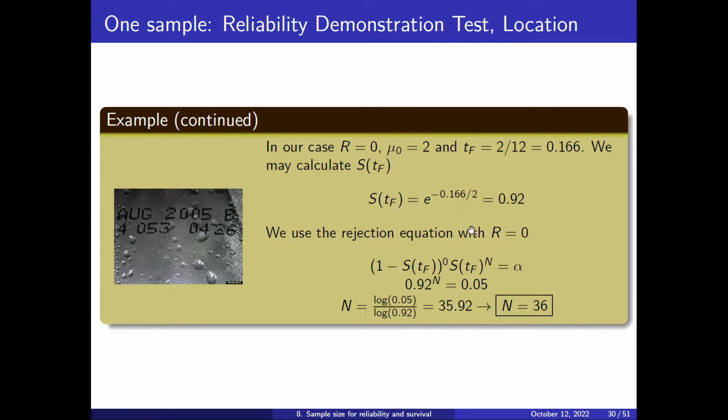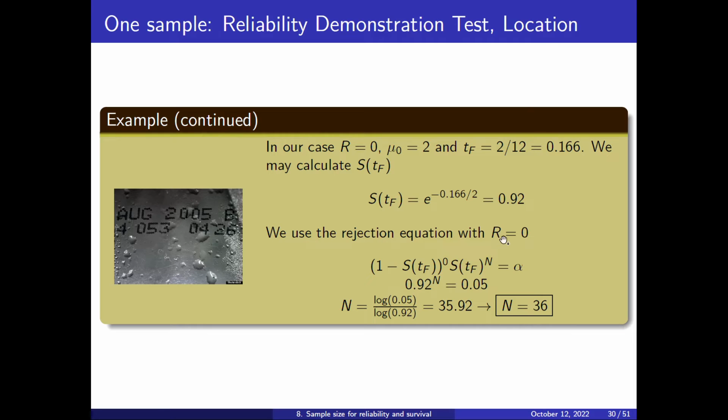Okay, so tf is 2 months. 2 months is expressed in years. It is this one. Mu0 is 2 years, and then we calculate the survival at tf. So the survival at tf is 0.92. So only 8% of the syrups spoil within 2 months.